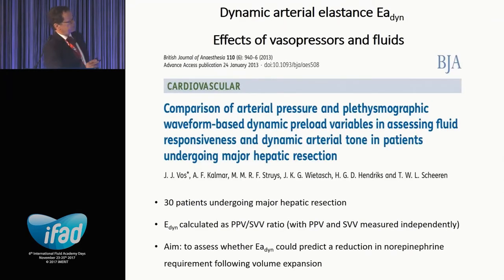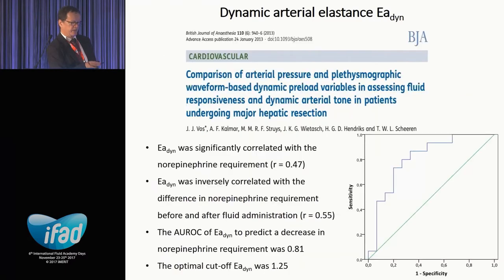We did studies in patients after hepatic resection, which were on vasopressors, and wanted to see if, by calculating this ratio of PPV and SVV, we could predict the volume response, if we could reduce the norepinephrine in our patients. And actually we found that this dynamic arterial elastance was significantly correlated with the norepinephrine requirement. So the more norepinephrine we needed, the higher was the dynamic elastance. This was also what we expected. And it was inversely correlated with the difference in norepinephrine requirement before and after fluid resuscitation.